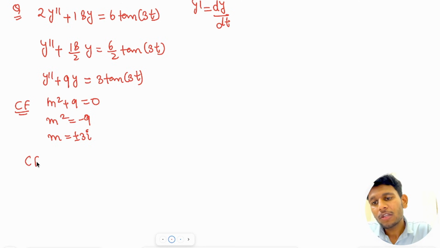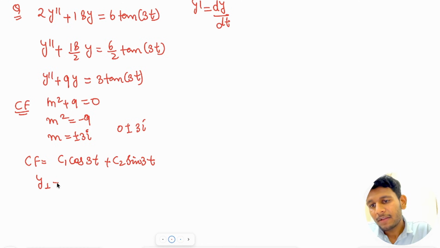Then what will be my solution, the CF will be, because this is 0, this is 0 plus minus 3 iota. So it will be c1 cos of 3x, or instead of writing x it is t, so it is c1 cos of 3t plus c2 sin of 3t. Now what is my y1? y1 is equals to cos of 3t. This is my y1. And what is my y2? That is sin of 3t.